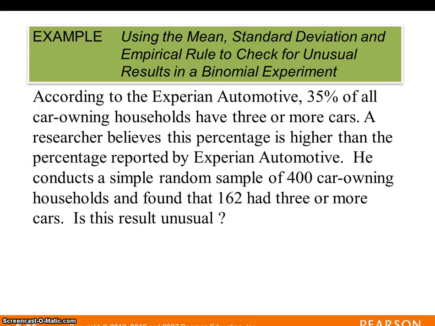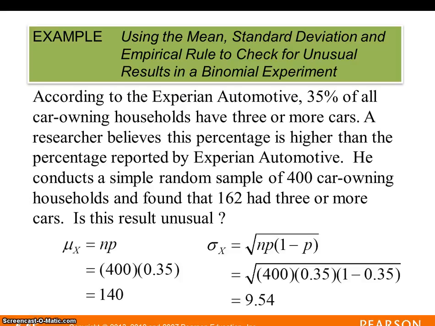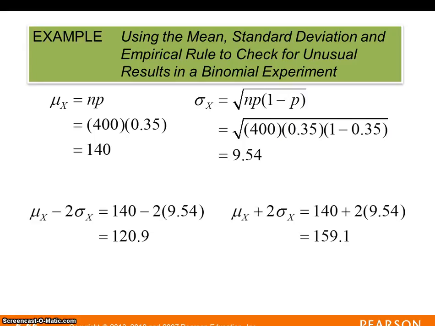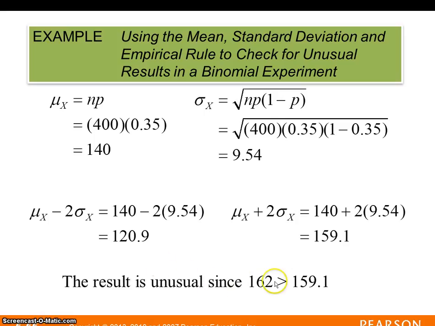Let's just look at one example here, and then I think that should wrap up this section. In this case, the mean would be 140 and the standard deviation would be 9.54. So 2 standard deviations away on the left and the right would give you 120.9 and 159.1. Since 162 is more than that number, this result should be unusual.